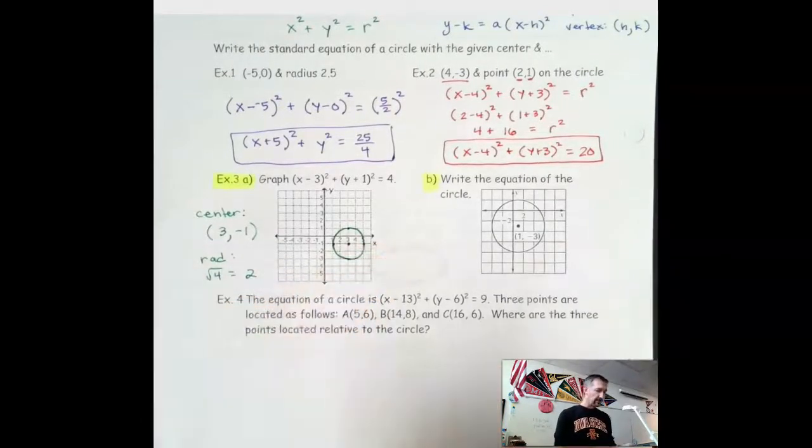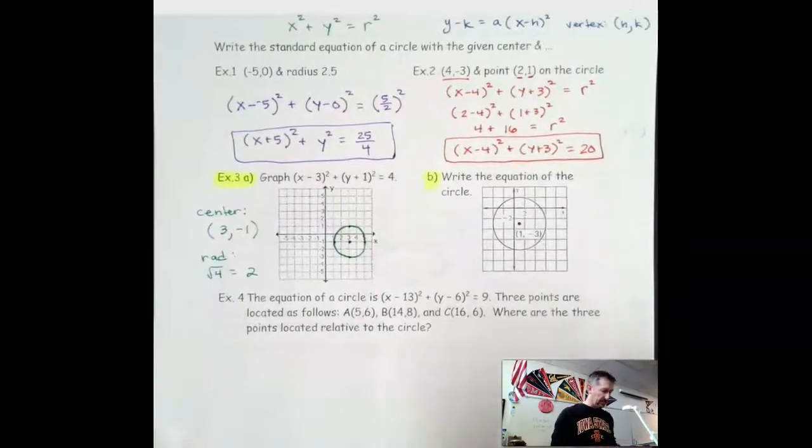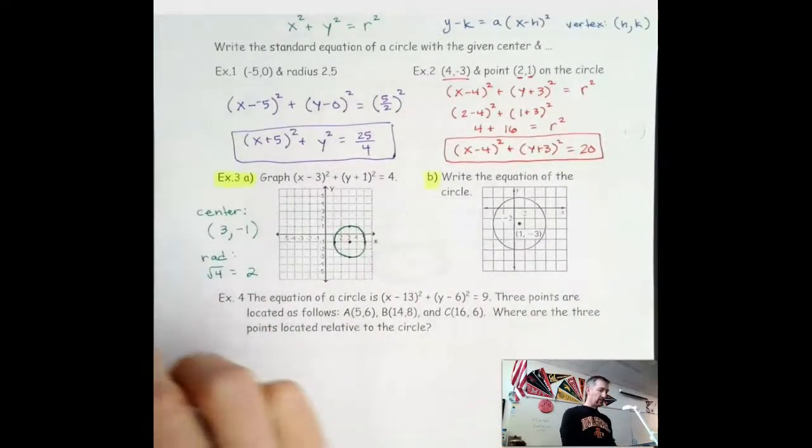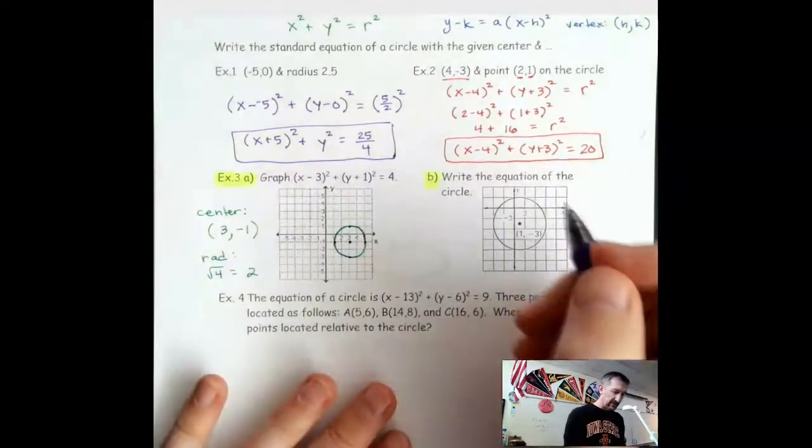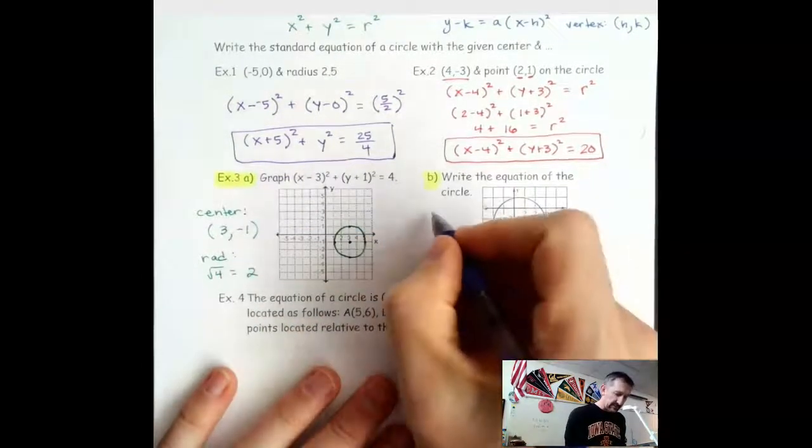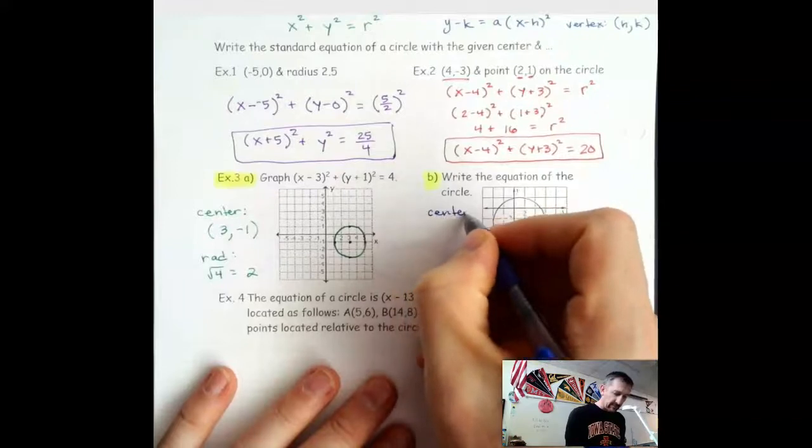3/4 of a circle. Okay, in my opinion, anyway. Now we're going to go backwards. So we're going to take the equation or the graph, and we're going to write the equation that goes with it. So I'm going to kind of do the same thing I did over here, though. I'm going to identify the center.